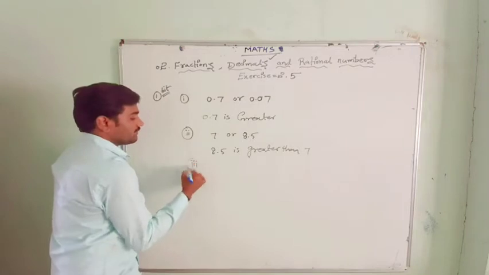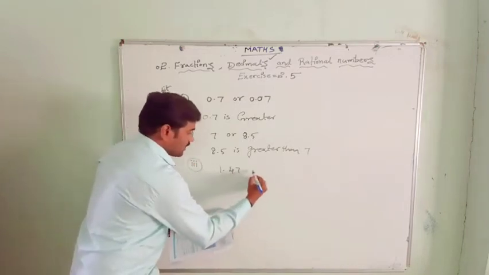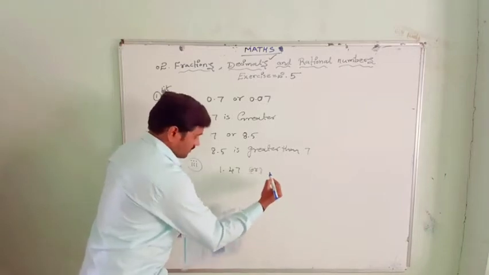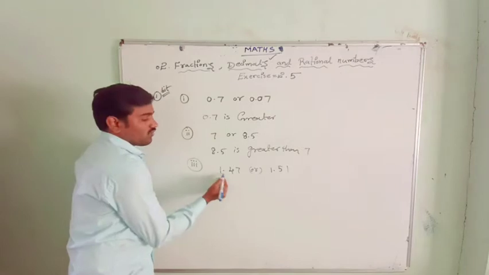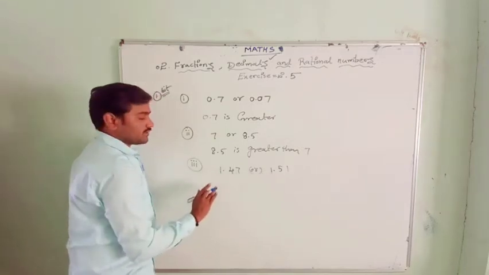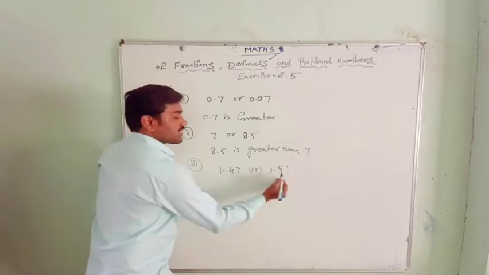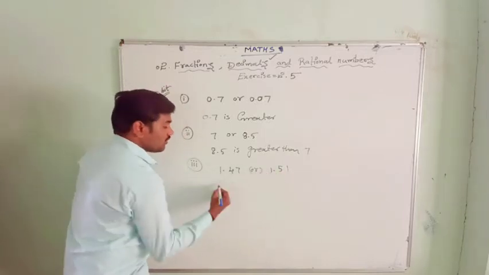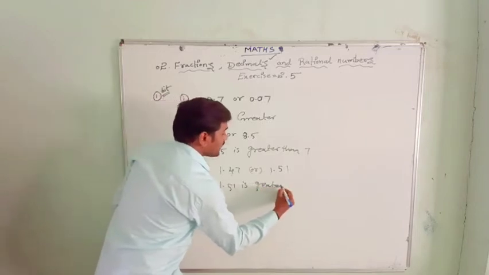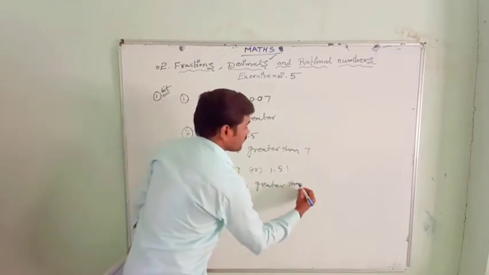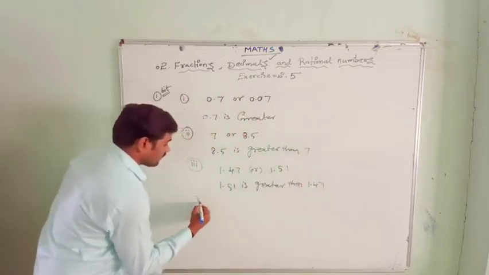Now the third one, 1.47 or 1.51. Simple. Now see, the first 1 and 1, the whole parts, are the same. Now we have to go to the decimal. Here 4, here 5. 4 is greater or 5 is greater? 5 is greater. So 1.51 is greater than 1.47.